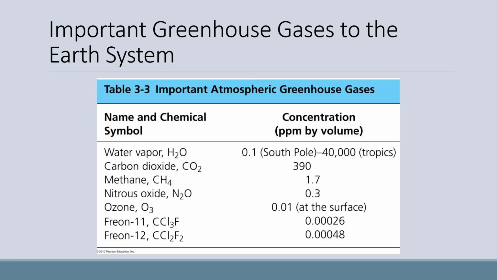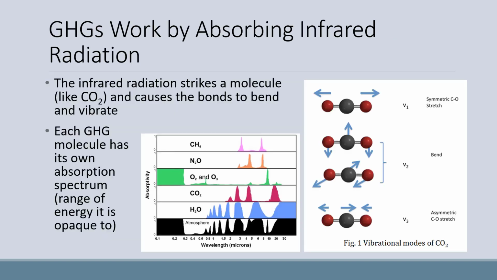These are the really important greenhouse gases to the Earth system. Carbon dioxide and methane are the greenhouse gases we hear most about. Nitrous oxide, also known as laughing gas, is also a greenhouse gas. And a lot of people don't realize that water vapor is also a greenhouse gas. Greenhouse gases work, meaning they cause a greenhouse effect, by absorbing infrared radiation. The infrared radiation strikes a molecule, like carbon dioxide, and causes the bonds to bend and vibrate. The image on the far right shows different types of bending and vibration.